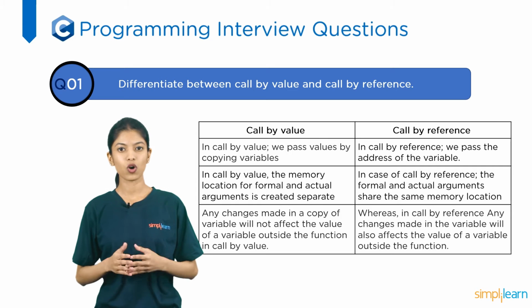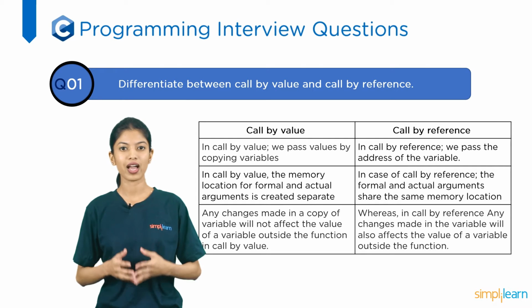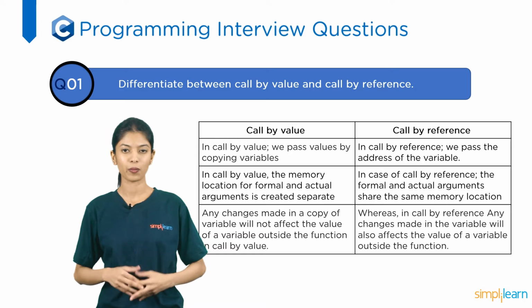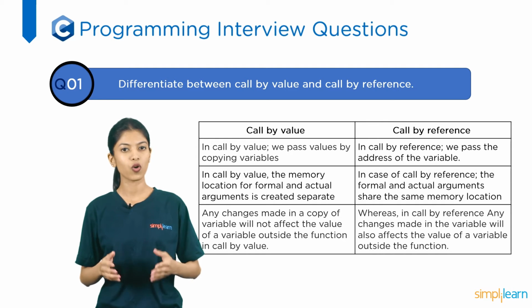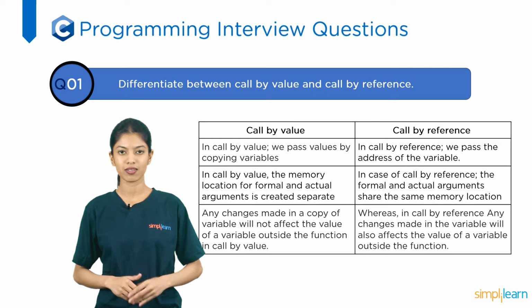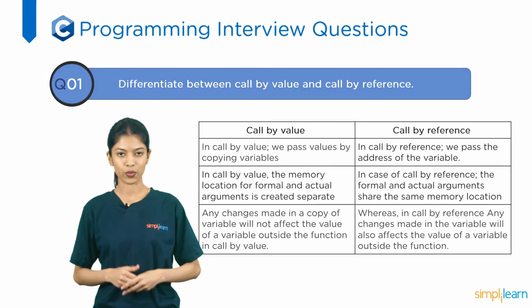Any changes made in the copy of variables will not affect the value of a variable outside the function in call by value. Whereas in call by reference, any changes made in the variables will also affect the value of the variable outside the function. Moving on to the next question.